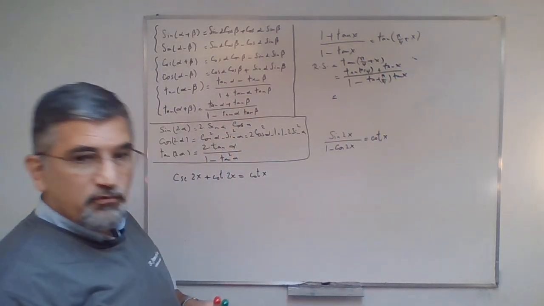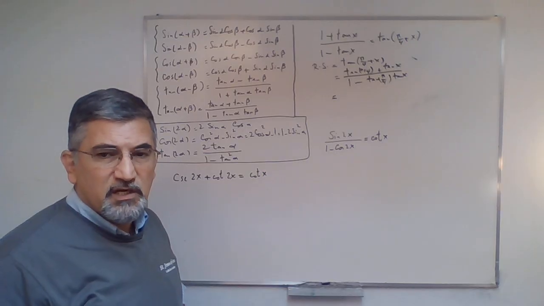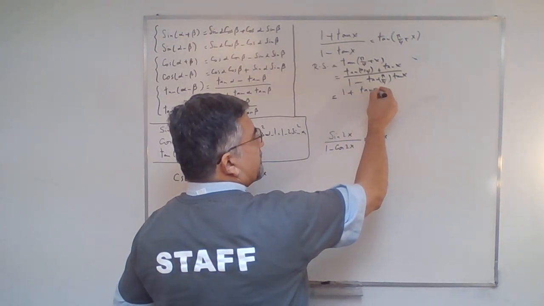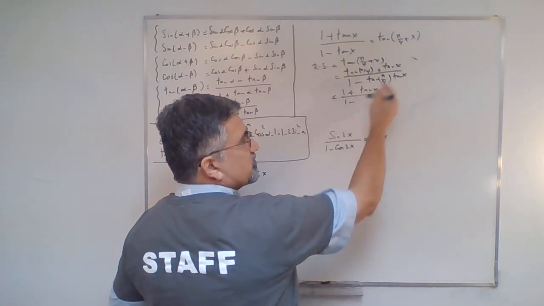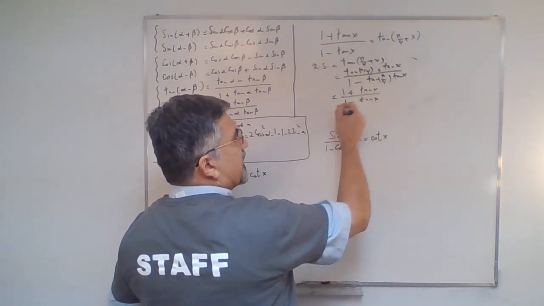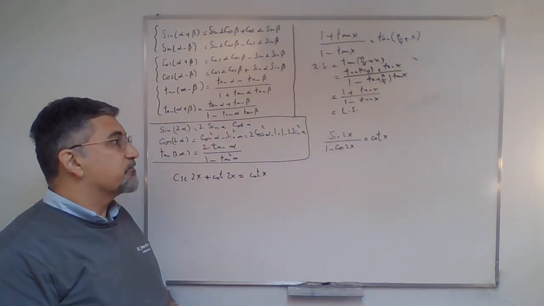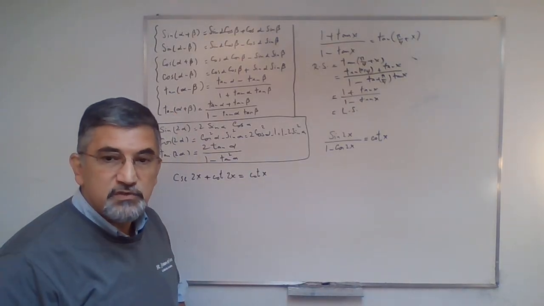Now, tangent of pi over 4, or tangent of 45 degrees, is the same as 1. Everybody knows that. So we end up with 1 plus tangent of x. And in the bottom, 1 times tangent of x is tangent of x. And this is exactly what we have on the left-hand side. And we did prove it, as you see, in only a few steps.